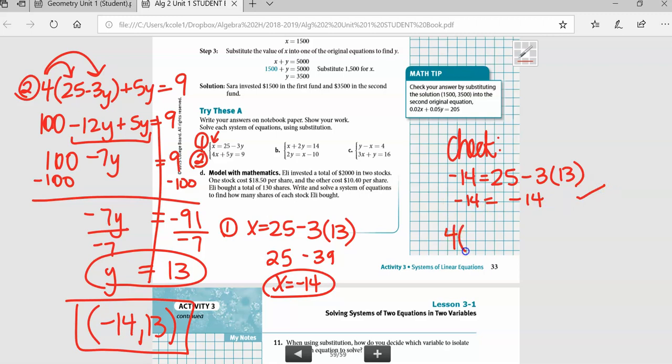Now for the second equation, I plug in my negative 14 for x. I plug in my 13 for y equals 9. So I'm going to plug that in my calculator. This gives me negative 56. That gives me 65. Okay, so negative 56 plus 65 gives me positive 9, which is exactly what it's supposed to give me, so it checks. So you know 100% you got the correct answer for A. Okay, you can pause that if you need to copy that down, but I'm going to continue and go on to B.